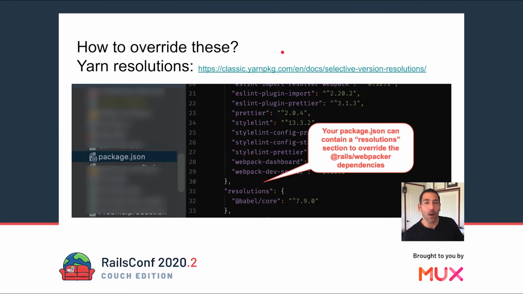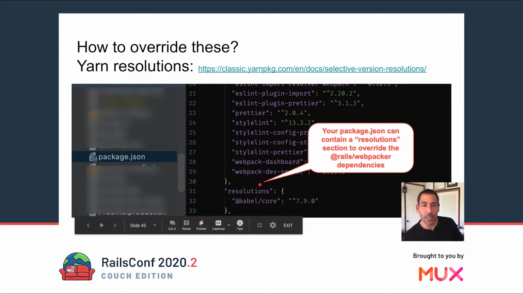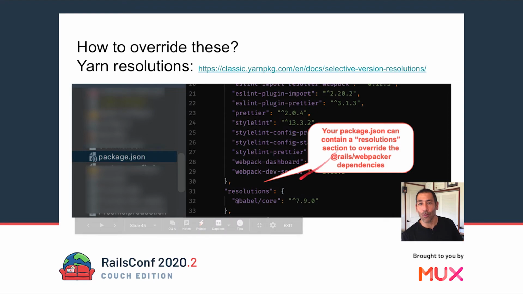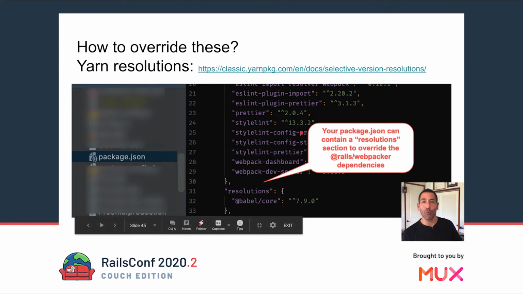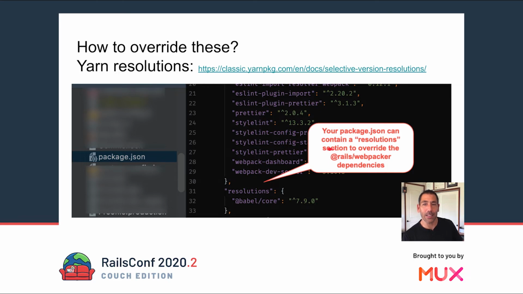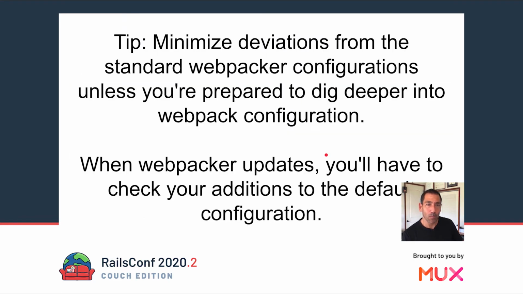Another thing is you might want to override one of those versions that you're pulling in from Webpack. How do you do that? Well, there's a thing called yarn resolutions. So you put in a resolutions area and you might be able to say, hey, I really want Babel Core 7.9 or Babel Core version 8 or Babel Core version 25, whatever. Well, this is the way you do it. So your package.json contains this resolutions area.